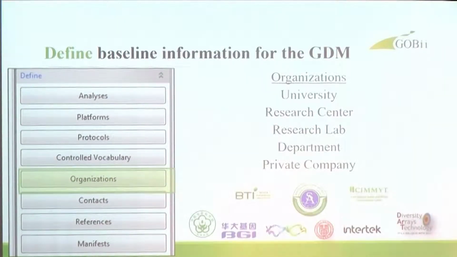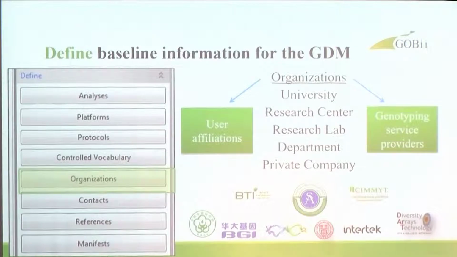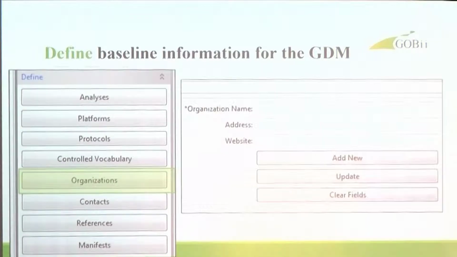Defining organizations. These can be user affiliated, genotyping service providers, research centers, research labs, private companies, etc. You will need to enter the organization's name, address, and website, and add new. You can also update an existing organization.